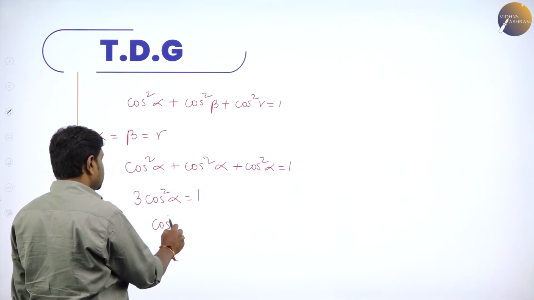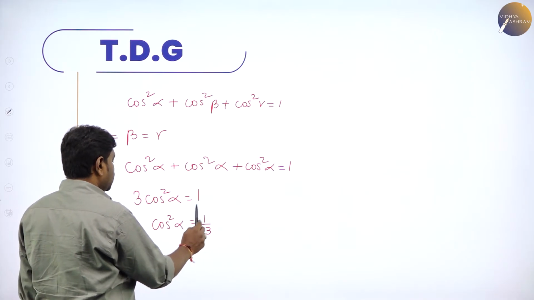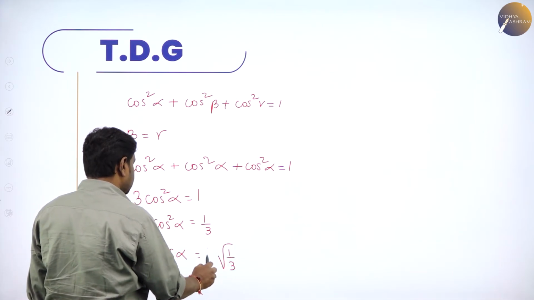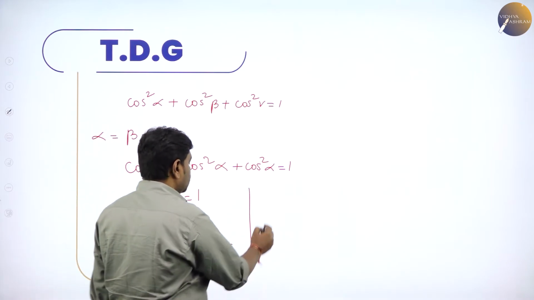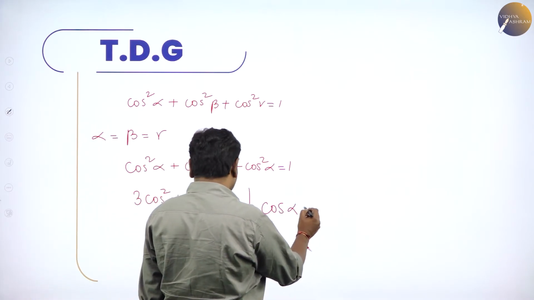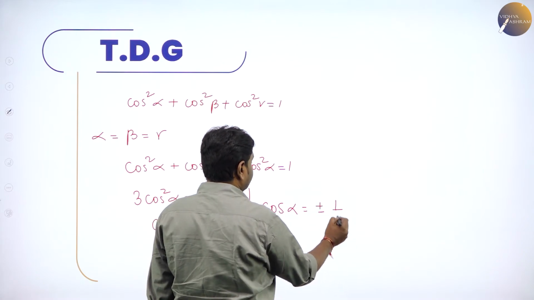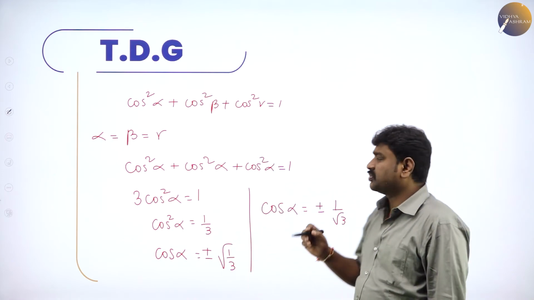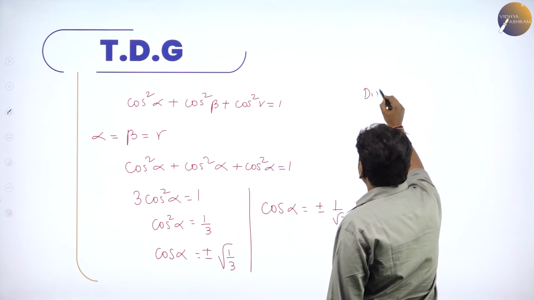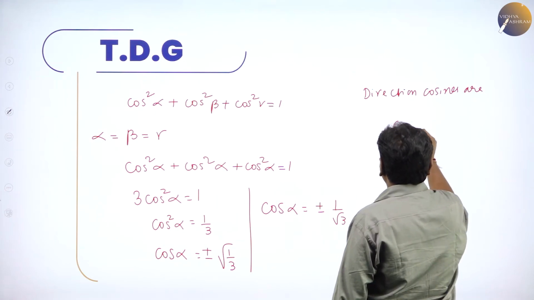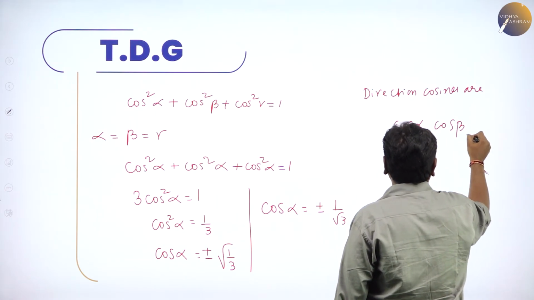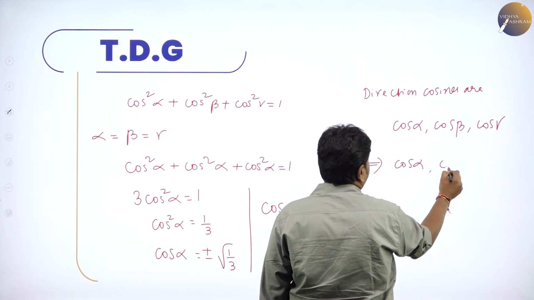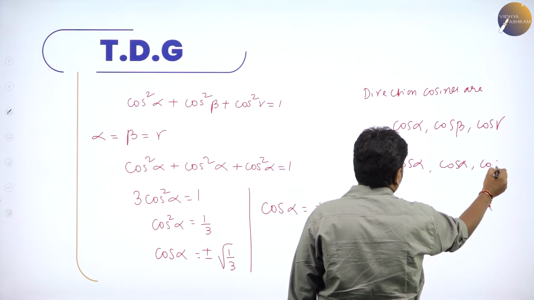And cos square alpha is exactly 1 by 3. And you know cos alpha can be written as plus or minus root of 1 by 3. So cos alpha is equal to plus or minus 1 by root 3. Therefore, since alpha, beta, gamma are all equal, cos alpha, cos beta, cos gamma are equal. Therefore, the direction cosines are cos alpha, cos beta, cos gamma. All of you know alpha, beta, gamma are equal, so I can say cos alpha, cos alpha, cos alpha.